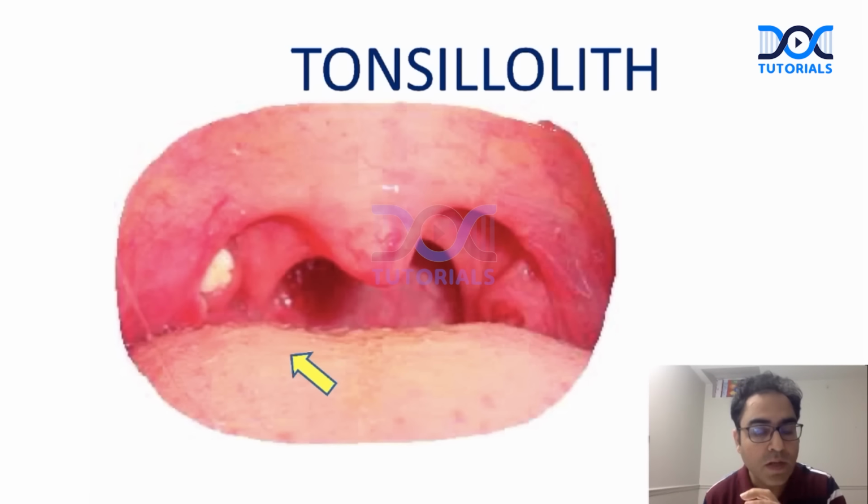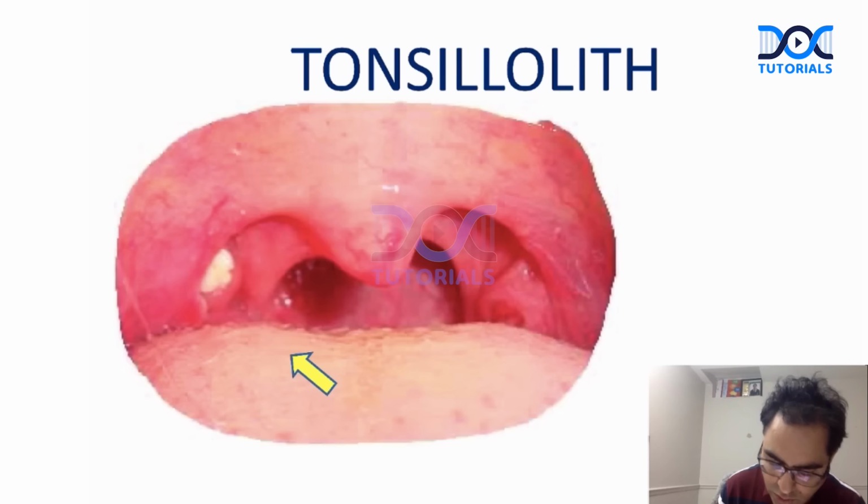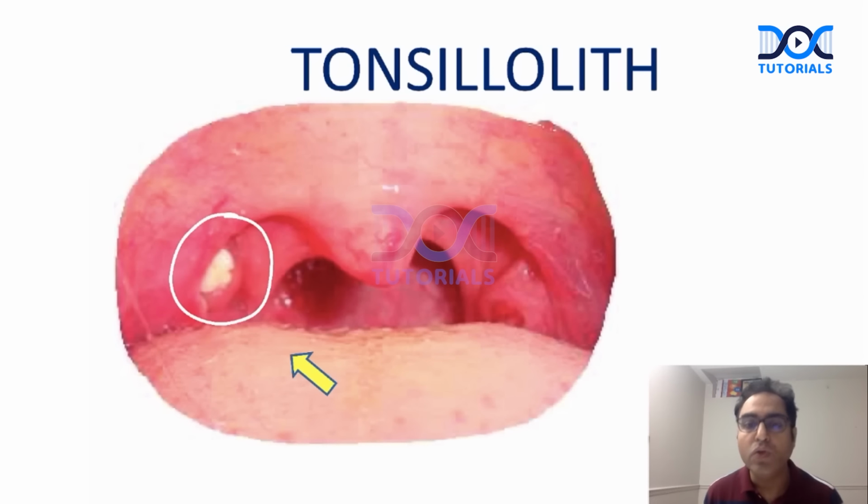So, visual question, tonsillar lith. Tonsil has crypts. There are invaginations of epithelium in the tonsillar tissue. Sometimes the keratinaceous debris can get stuck. Can you see over here, beta? There is a collection of keratinaceous debris in one of the crypts, and that leads to tonsillar lith formation.